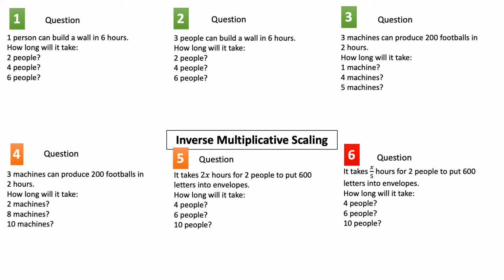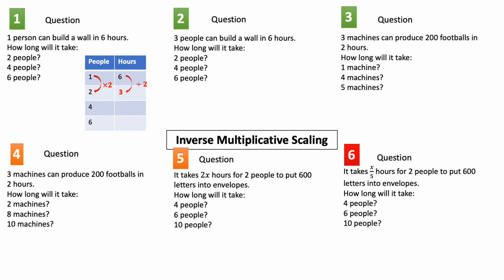Let's go through question 1 then. One person can build a wall in 6 hours. How long will it take 2, 4 and 6 people? Okay, so drawing my table with the information that I've been given. First of all, let's look at how I've got from 1 to 2 people. Well, I have doubled that, so I've multiplied by 2. So in terms of the hours it's going to take, I need to divide 6 hours by 2 to get 3 hours.